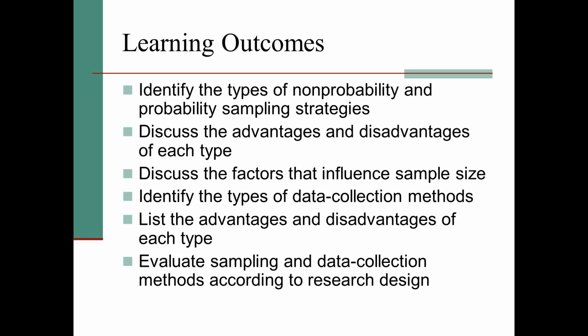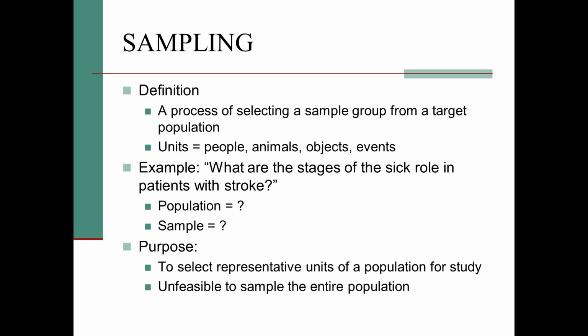The learning objectives for this lecture are to identify the types of probability and non-probability sampling strategies, discuss the advantages and disadvantages of each, and discuss the factors that influence sample size. Identify the types of data collection methods, list the advantages and disadvantages of each type, and then evaluate sampling and data collection methods according to research design. So lots to cover today.